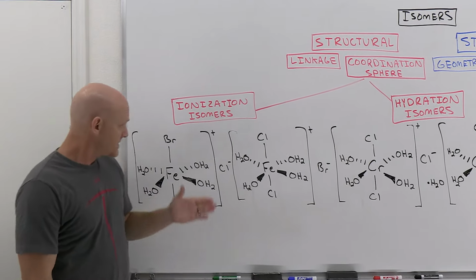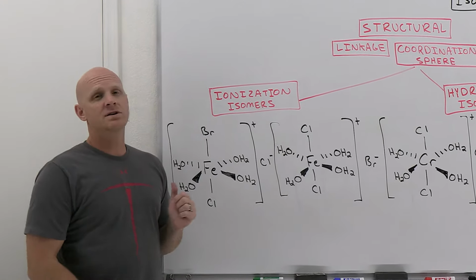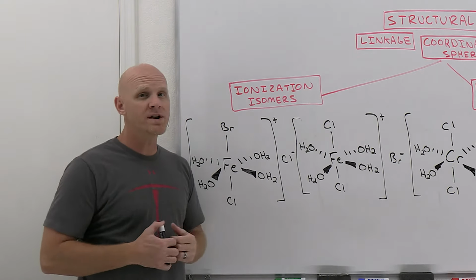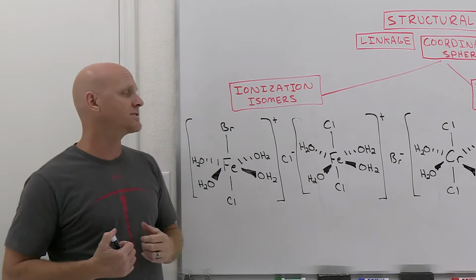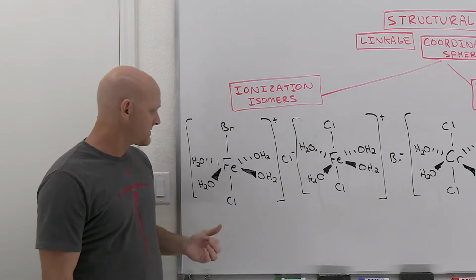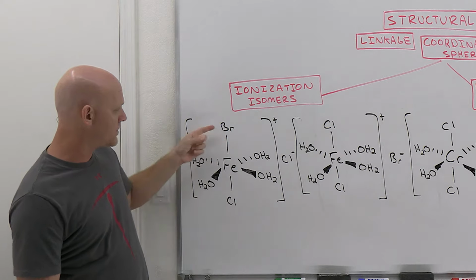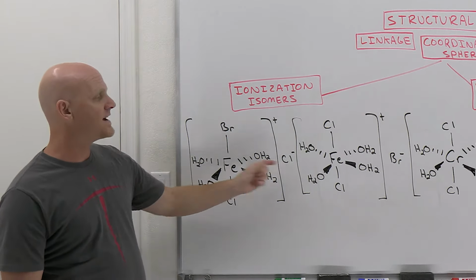First off, we'll start with ionization isomers, and this is just going to be a difference of which ions are acting as ligands in the coordination sphere and which ones are just counter ions outside the coordination sphere. In this first example, we've got 4 water ligands, 4 aqua ligands, and then 1 bromo, 1 chloro ligand, and then a chloride counter ion.